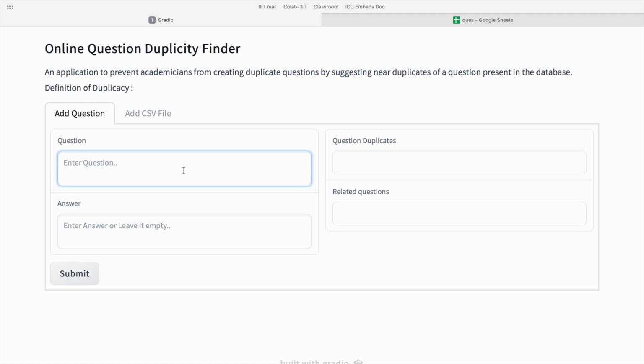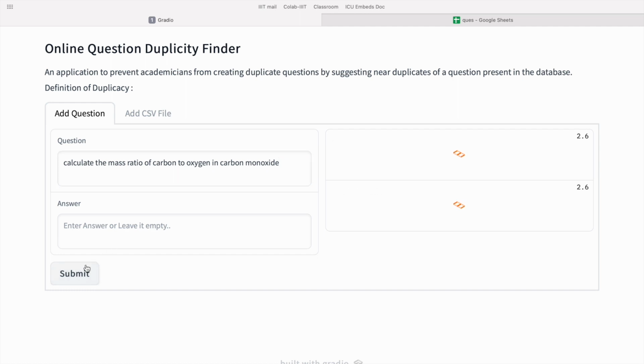So this is what the interface looks like right now. We have to enter a question, and we might also enter the answer of the question. So let's say I enter a question, calculate the mass ratio of oxygen and carbon in carbon monoxide. So let us quickly enter the question.